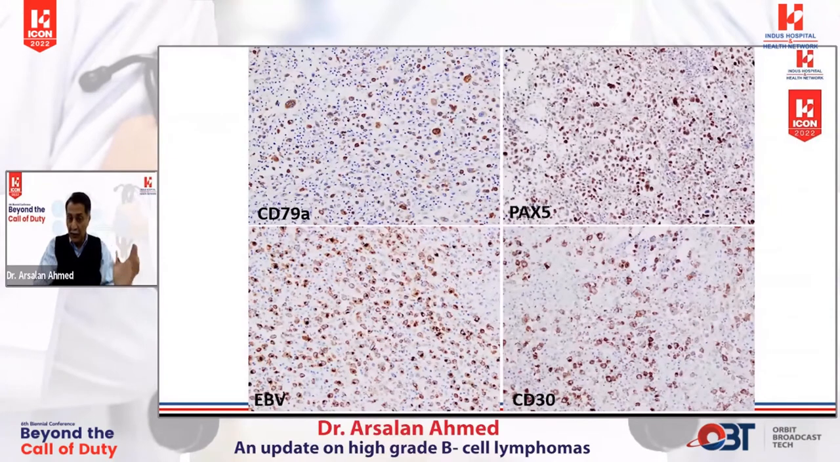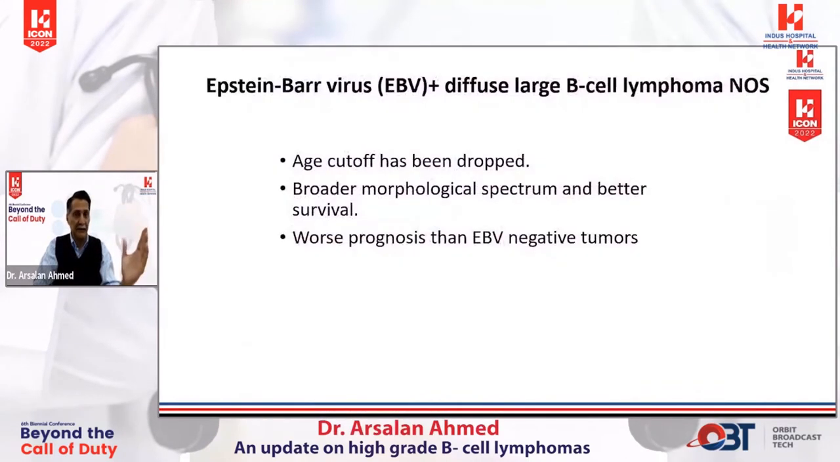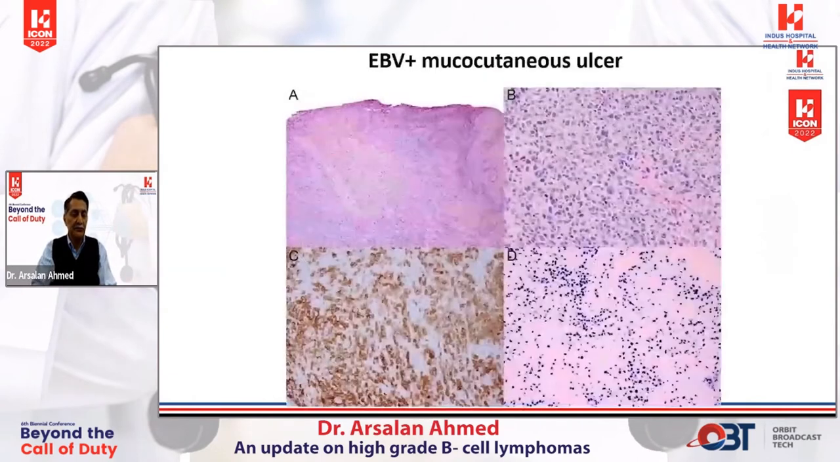This could easily have been a classical Hodgkin lymphoma, lymphocyte depleted, and it could have been diffuse large B-cell. But remember, if you have EBV positive, then everything else is off. It has to be called EBV positive diffuse large B-cell lymphoma, and these are often CD30 positive and CD15 positive. So this was EBV positive diffuse large B-cell lymphoma, NOS. The age cutoff has been dropped, and it has a worse prognosis than EBV negative tumors.